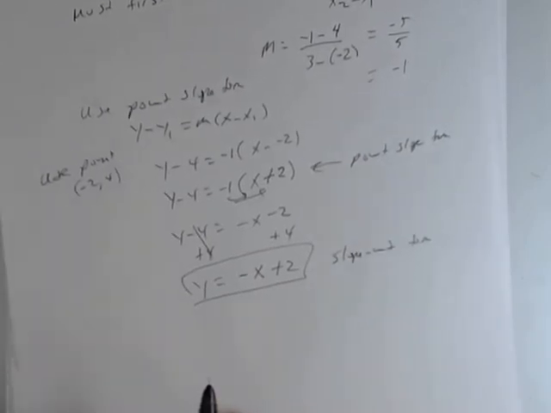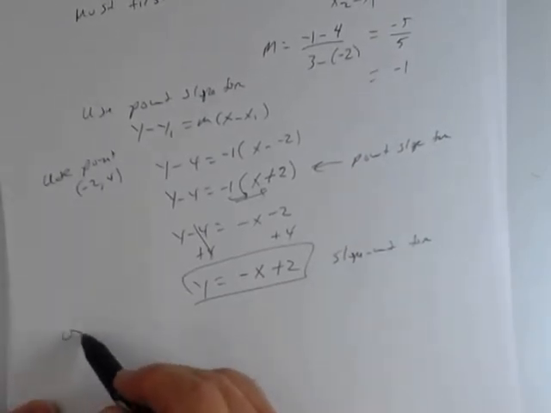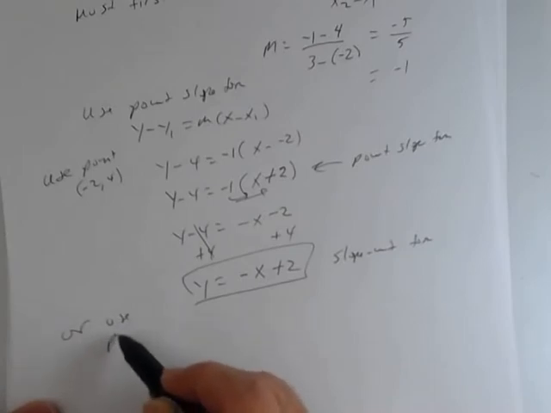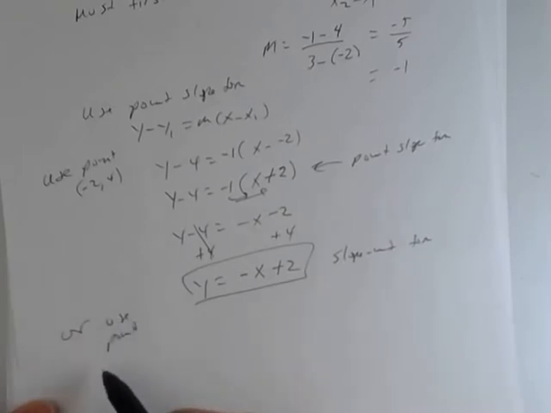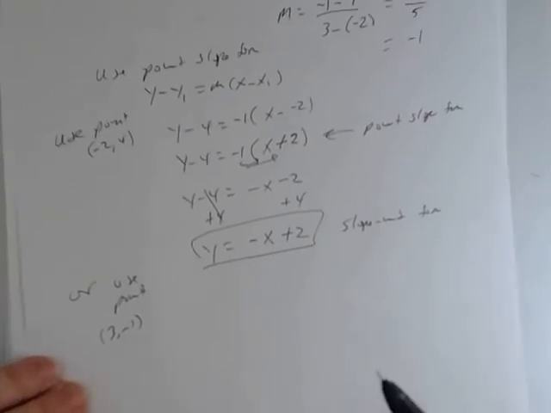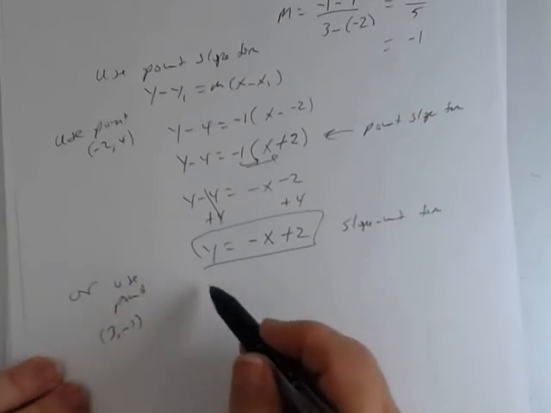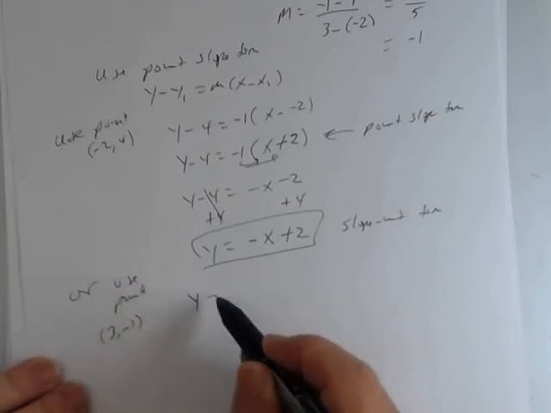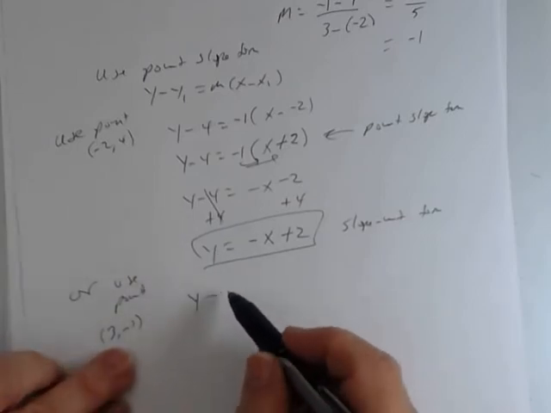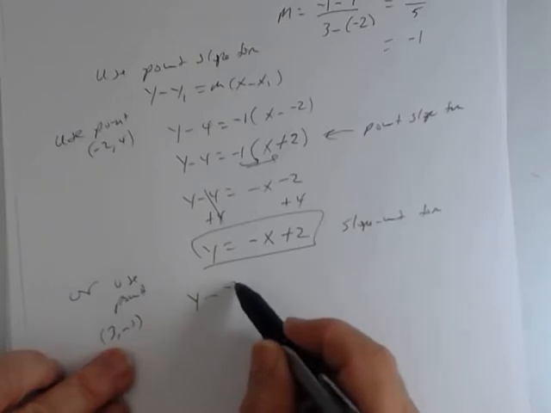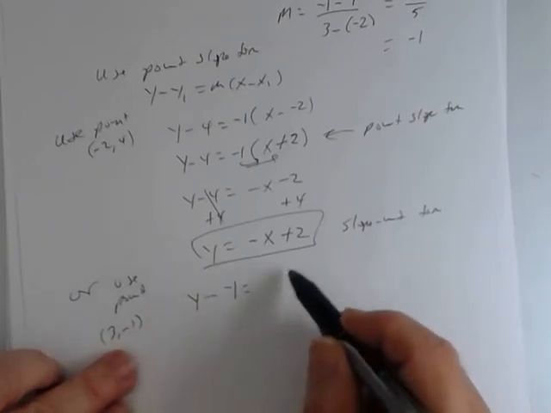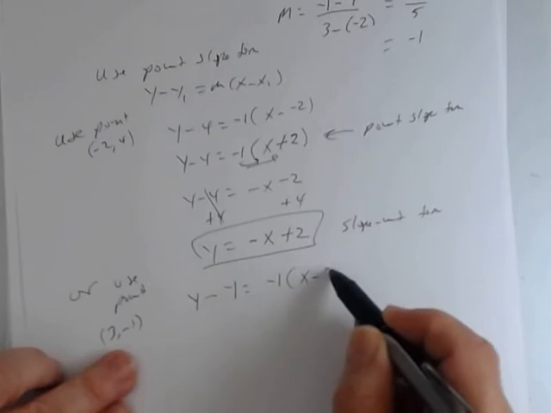Now remember, someone else could have used what point? Yeah, so let's see if we get the same thing. So 3, negative 1. So we should get the same thing. Let's just check it though. Again, it does not matter which one you use. So y subtract the y coordinate. What's the y coordinate? Negative 1 equals the slope, which is negative 1 times x subtract 3.